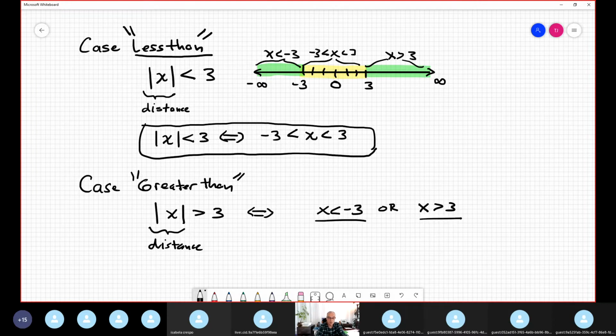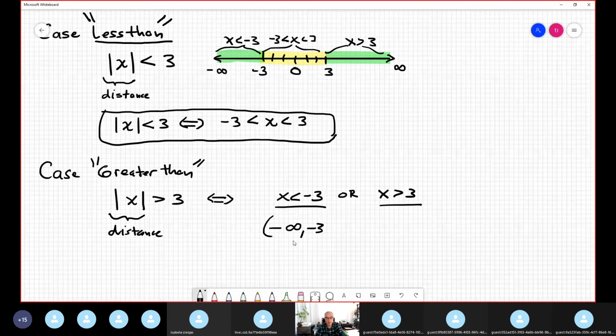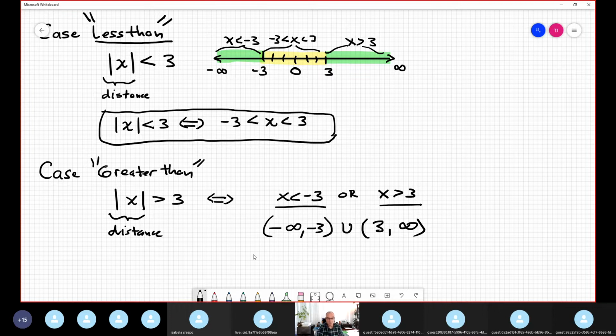How do you write that in interval notation? Well, you write it like that: from negative infinity, comma, negative 3, parenthesis, union, 3, comma, infinity. Boom. And this is the formula. Okay, the formula is that formula.